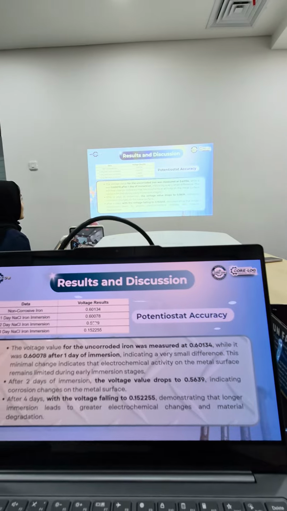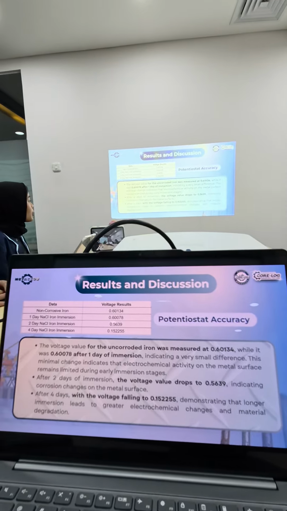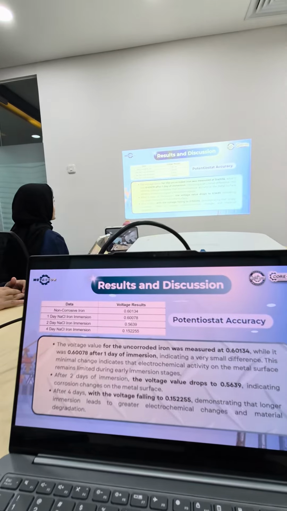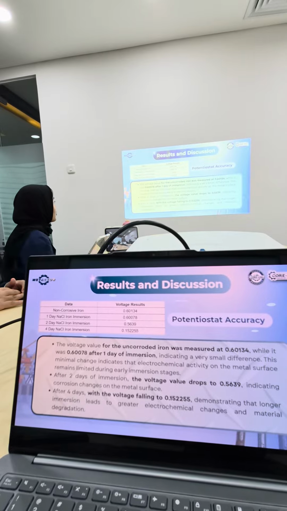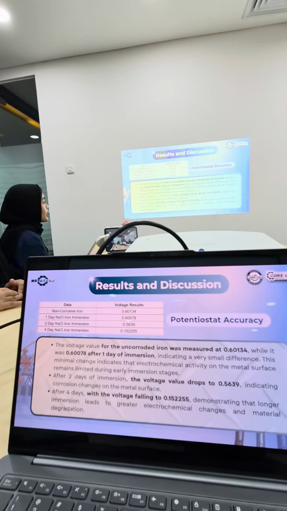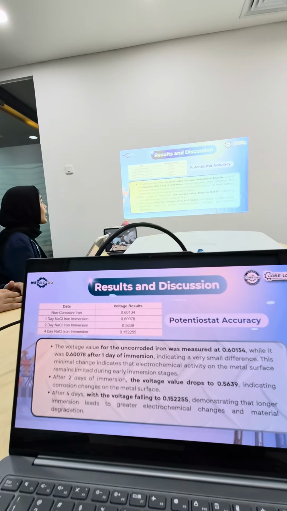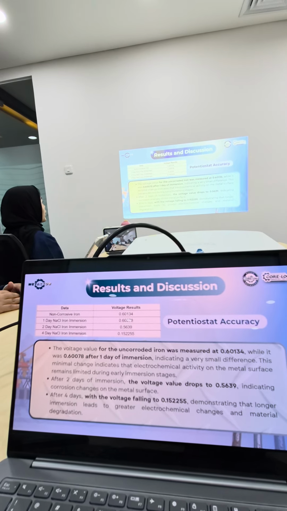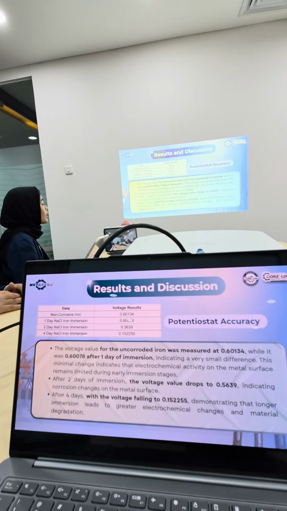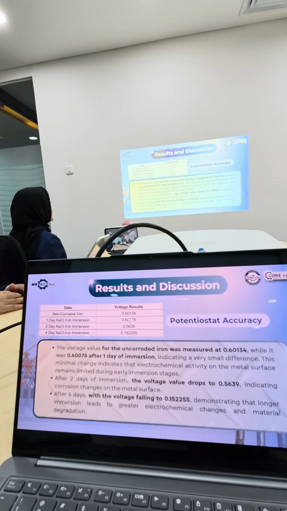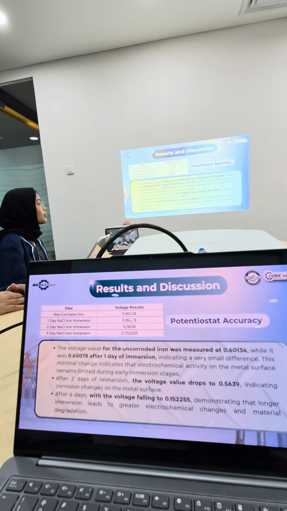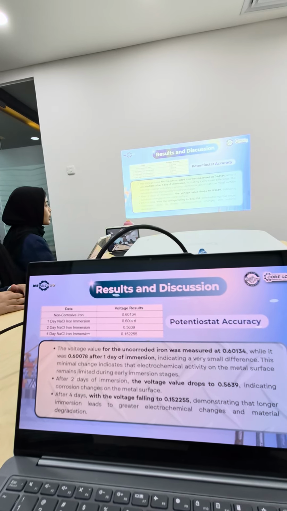Okay, now for the results and discussion. First, we evaluated the potential accuracy by measuring the voltage results. The uncoated iron was measured at 0.60134, and it slightly decreased after 1 day of immersion to 0.60078. But after 2 days of immersion, there's a significant drop.